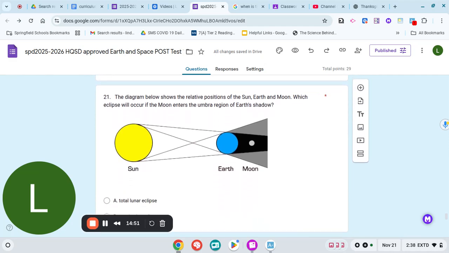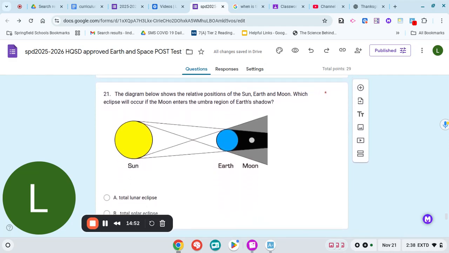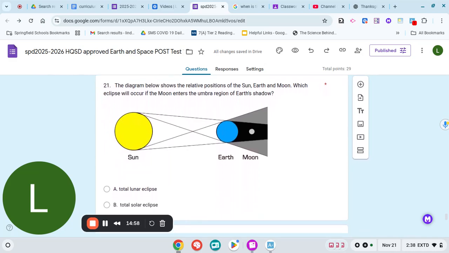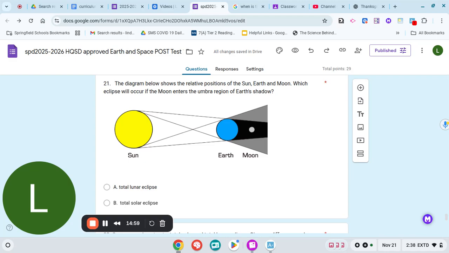21. The diagram below shows the relative positions of the sun, the earth, and the moon. Which eclipse will occur if the moon enters the umbra region of the Earth's shadow in this diagram? So the umbra, will it be A, a total lunar eclipse, or B, a total solar eclipse?